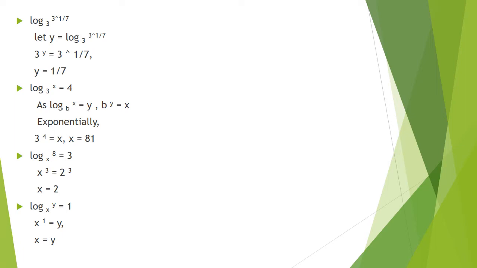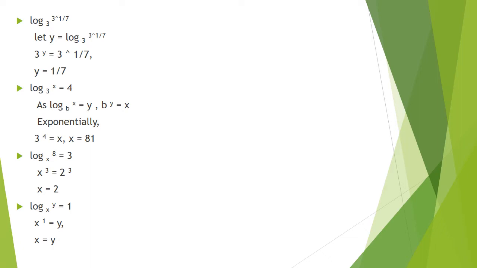Next, log base 3 of x is equal to 4. To solve such a question we have to convert it into an equation like so: log base b of y is equal to x. So exponentially, 3 raised to power 4 will give you x, and this equals 81.